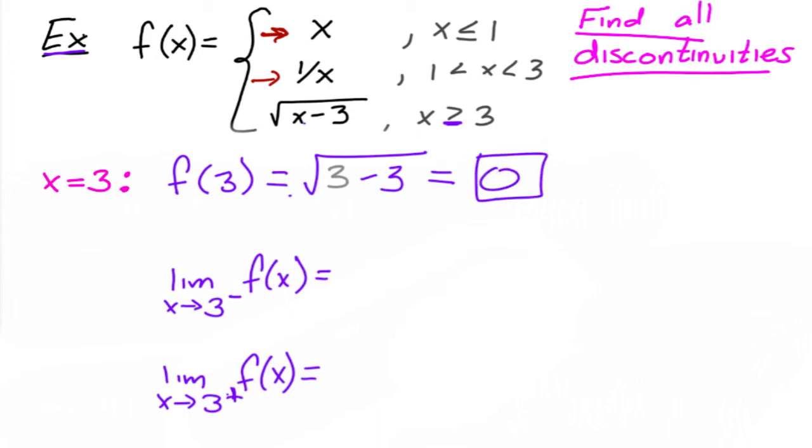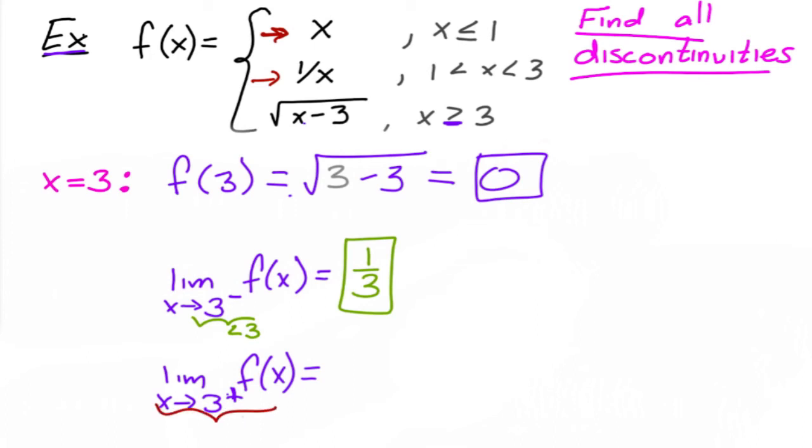Okay, now the limit as x approaches 3 from the left, that means that I'm going to use values that are less than 3, but close to 3. So that means I have to use this guy right here. So this would be 1 over 3. So you can already see that it's not going to be continuous. But let's find this one so that we can make sure what kind of discontinuity it is.